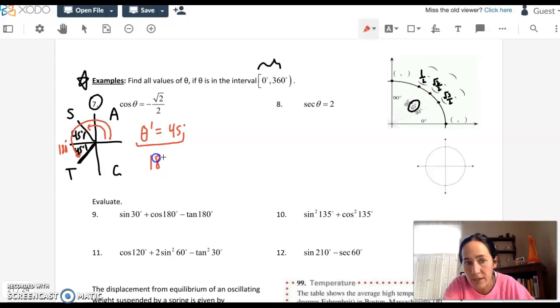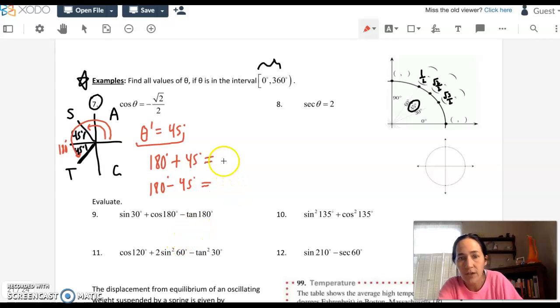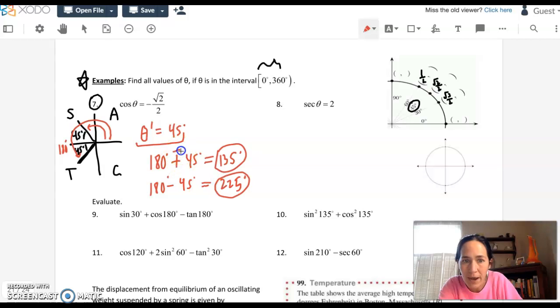We could do 180 plus 45 degrees for the answer that's going to be in quadrant 3, and 180 minus 45 degrees could get us the answer that's in quadrant 2. So I'm liking 135 as a solution from 0 to 360, and then also 225. And actually, I believe I mixed up the signs here, right? The minus would give you 135, and the plus would end up with 225.